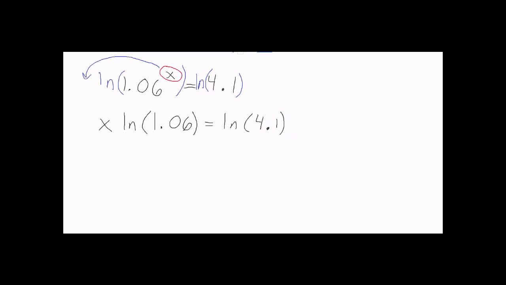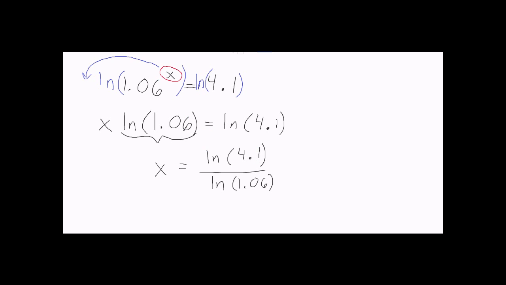And since we want x here, we have x times this number, ln 1.06. I don't care what number it is, really. We just divide both sides by it, and we're going to get ln 4.1 divided by ln 1.06. Nothing tricky. There you go. There's your answer. If you need to turn it into a decimal so you know exactly what number it is, grab a calculator and just do that division.